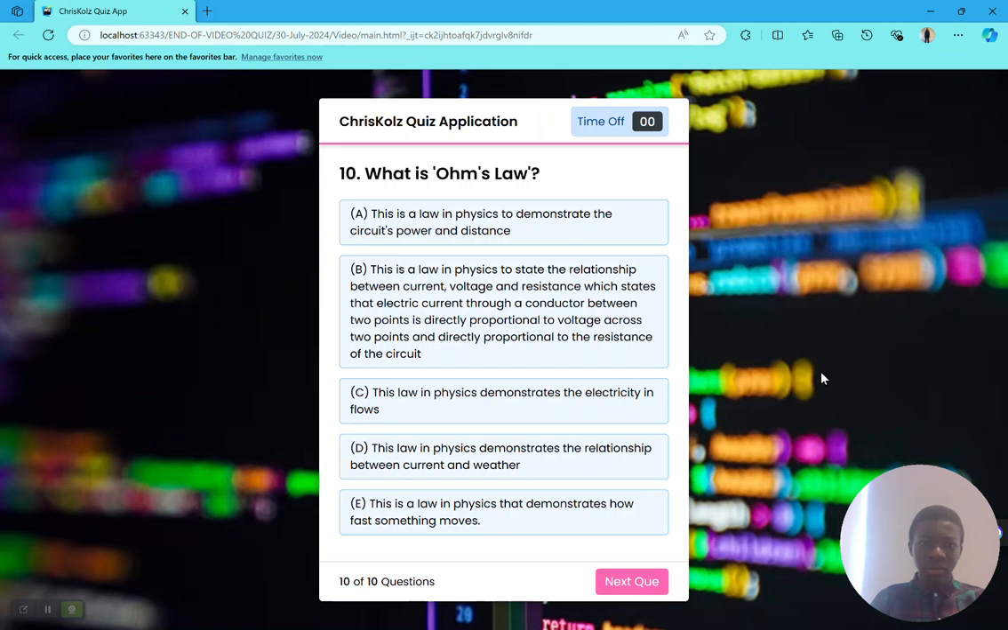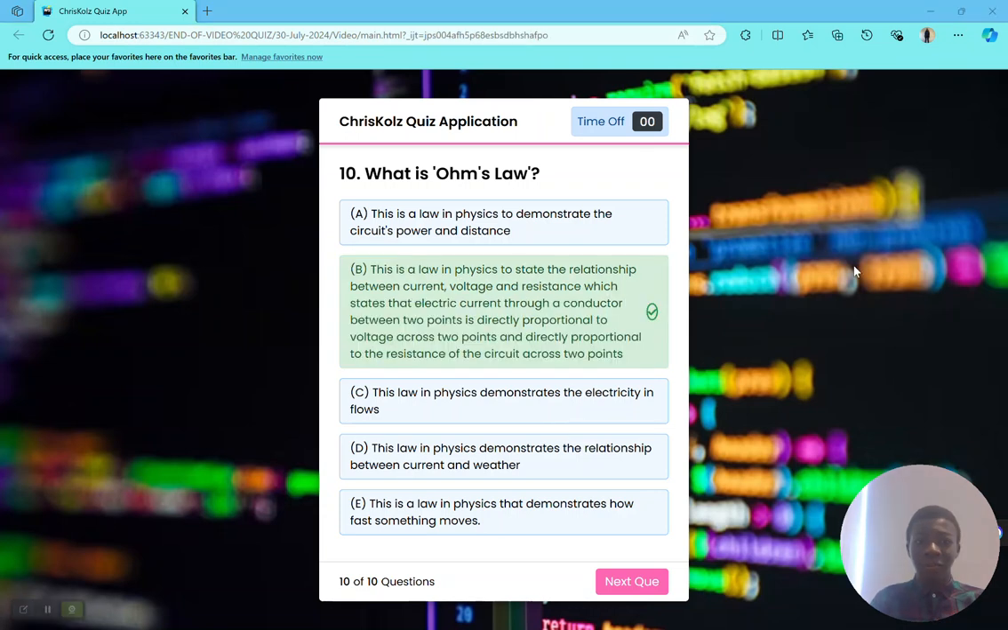I forgot to give him the answer. I'll give it out in a moment. There we go, I found the answer. The answer is B. This is a law in physics to state the relationship between current, voltage, and resistance, which states that electric current through a conductor between 2 points is directly proportional to voltage across 2 points and inversely proportional to the resistance of the circuit across 2 points.